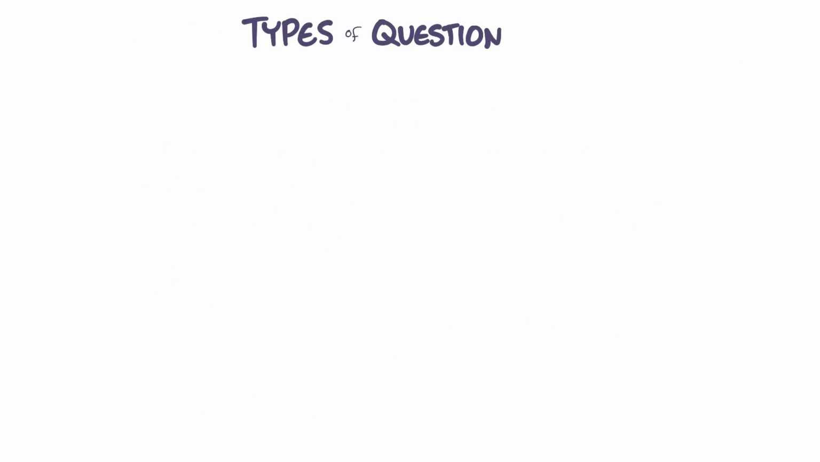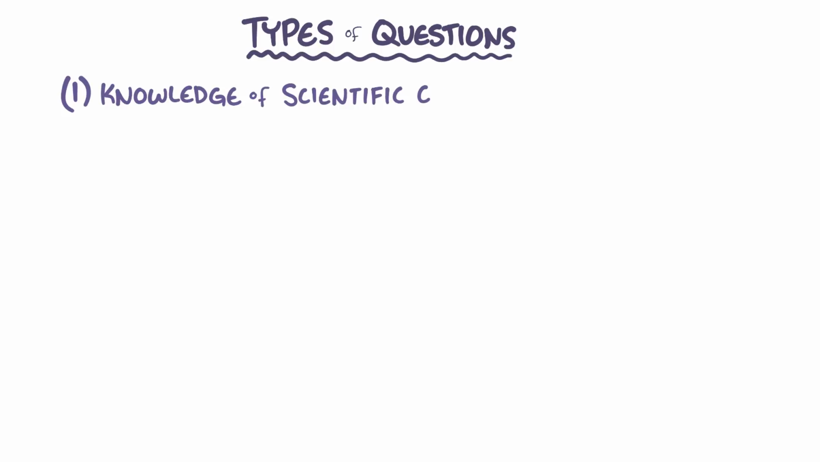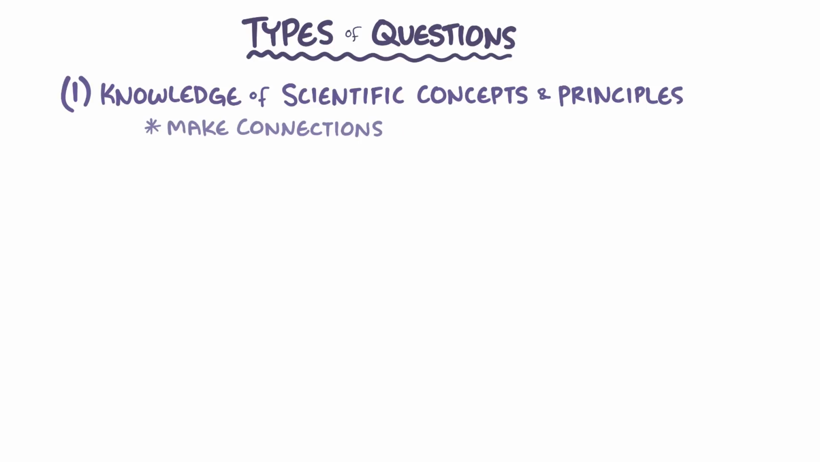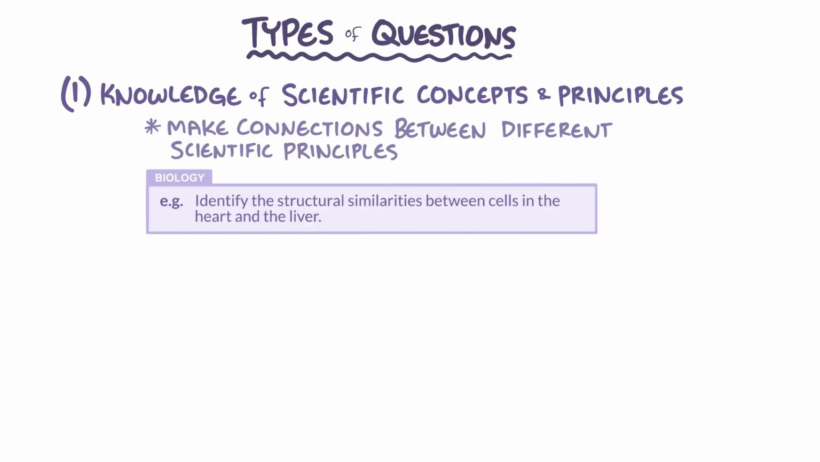There are 4 types of questions that you'll get on these topics. The first type is a knowledge of scientific concepts and principles question, which might ask you to make connections between different scientific principles. For example, a biology question might ask you to identify the structural similarities between cells in the heart and the liver.